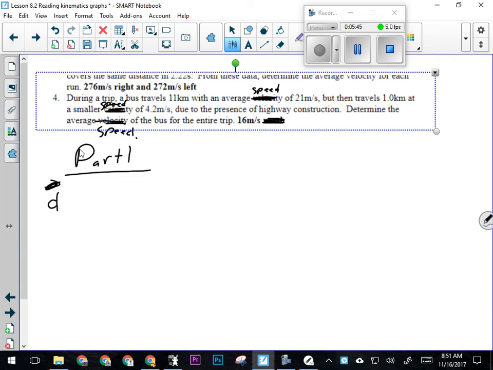Does it make more sense now? Yeah, because mathematically it isn't difficult once you realize all the velocities should say speed. Do I need to go through the whole thing or are we good now? Good now? Okay, sorry about that, guys.